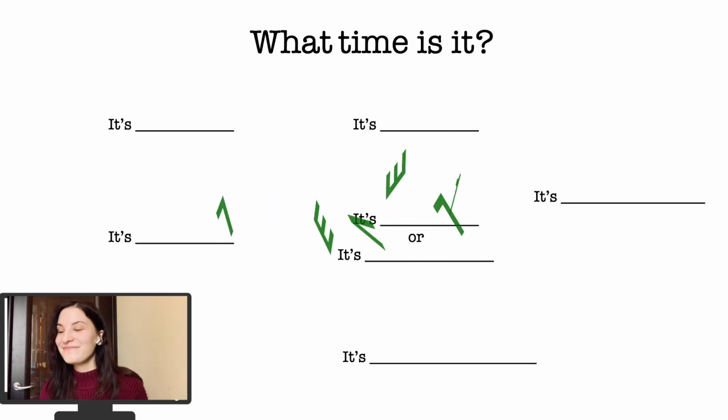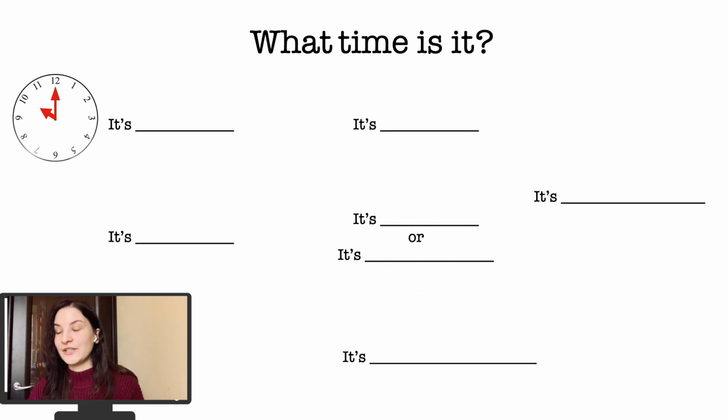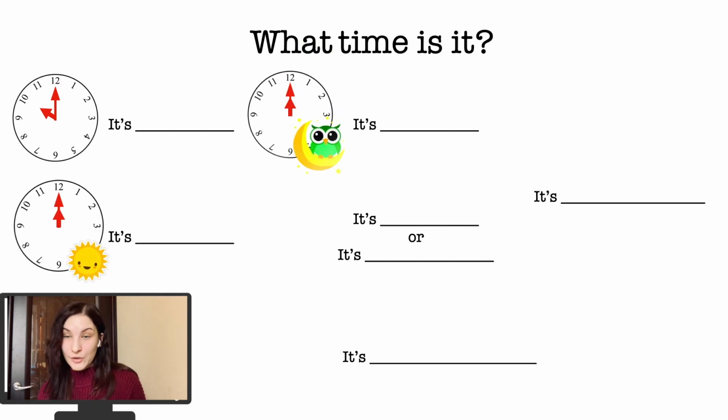Are you ready? You will see 3 different clocks. 1, 2, 3. Your task is to name the time. Very easy. Look at clock number 1. What time is it? It's 10 o'clock. Amazing. Look at clock number 2. What time is it? Look at the sun. It's noon. And clock number 3. It's midnight. Very nice. You managed.